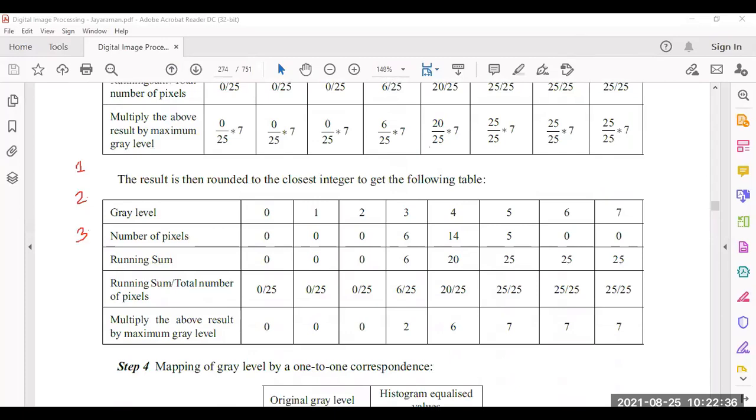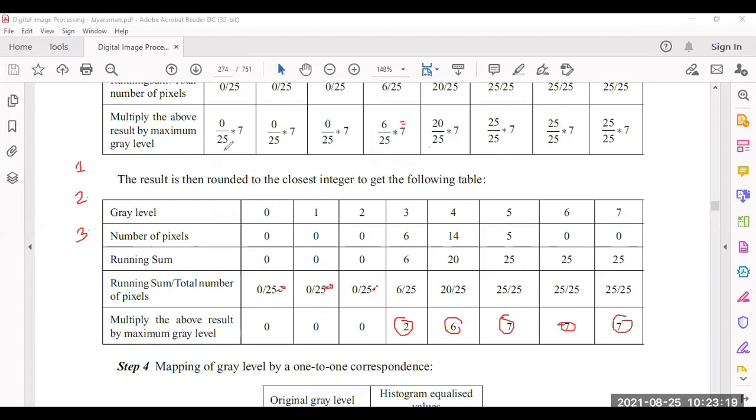Now in this case, the result obtained here is 0. No need, I round off to 0. The result obtained here is 0, round off to 0. Again 0, round off to 0. Now what is the result obtained here? It will be 2 point something, so whatever you get, you round off. Now if you round off it will be intensity level 2. Again, if you round off this one, you get intensity level 6. If you round off, you will get intensity level 7, intensity level 7, intensity level 7.